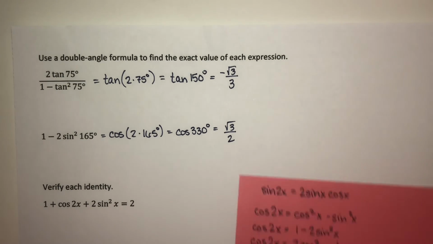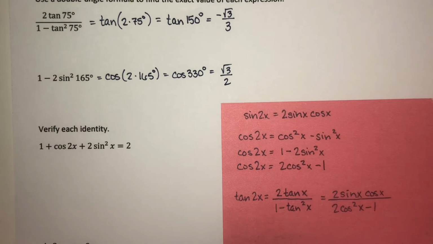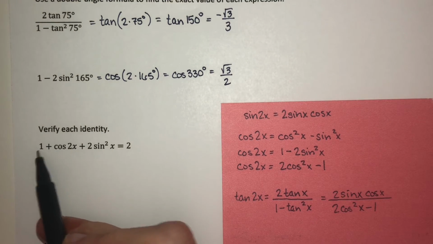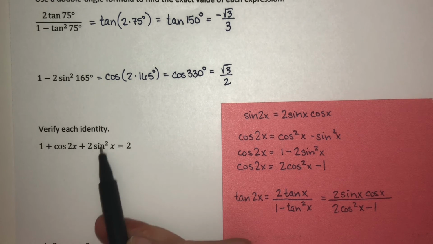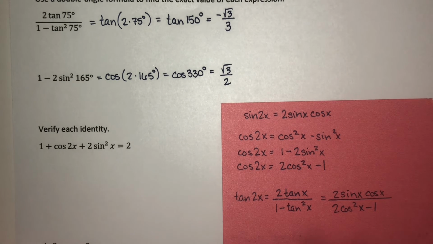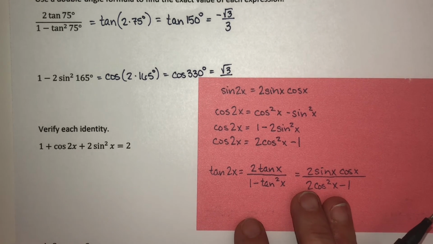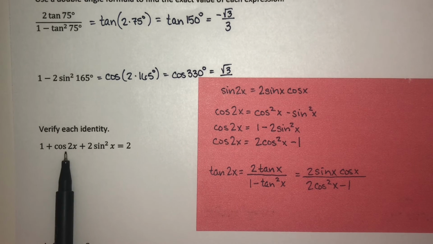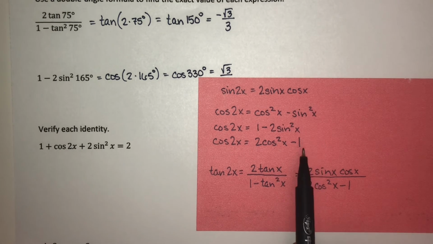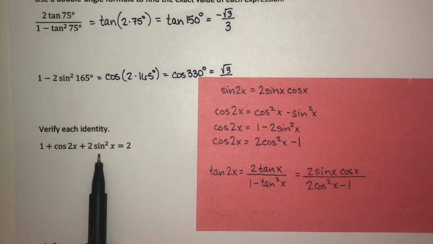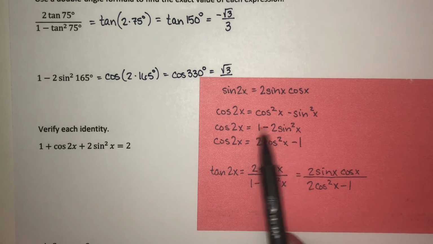Now let's do this one. We want to verify each identity. 1 plus cosine of 2x plus 2 times sine squared of x is equal to 2. And here are my double angle identities. Since I have a cosine of 2x here, I'm going to look at these. Since I have a plus 2 sine squared of x and a minus 2 sine squared of x in one of the formulas, I'm hoping that one will go away.